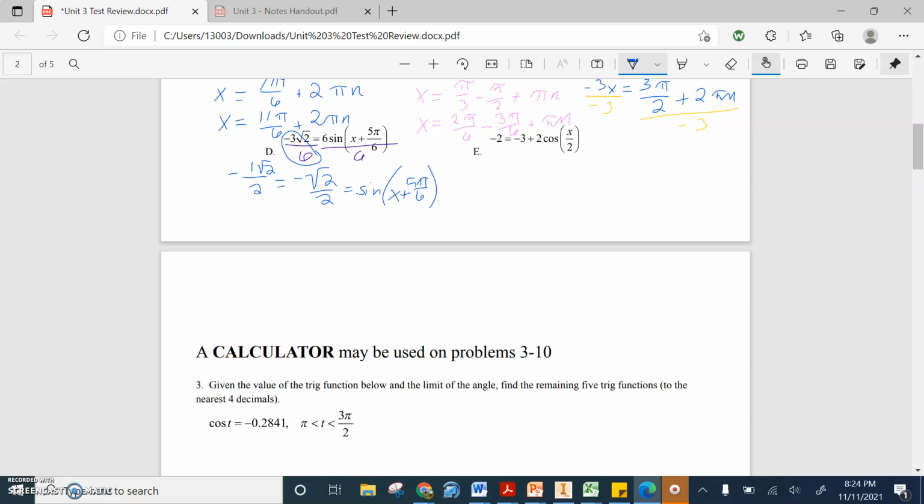Now the next thing we're looking to do is take the arc sine, sine to the -1, of negative root 2 over 2. By taking arc sine of both sides, our right side just reduces to x plus 5 pi over 6. Continuing on to this next page down below, I'm going to flip-flop so that the x plus 5 pi over 6 is on the left side of the equation.